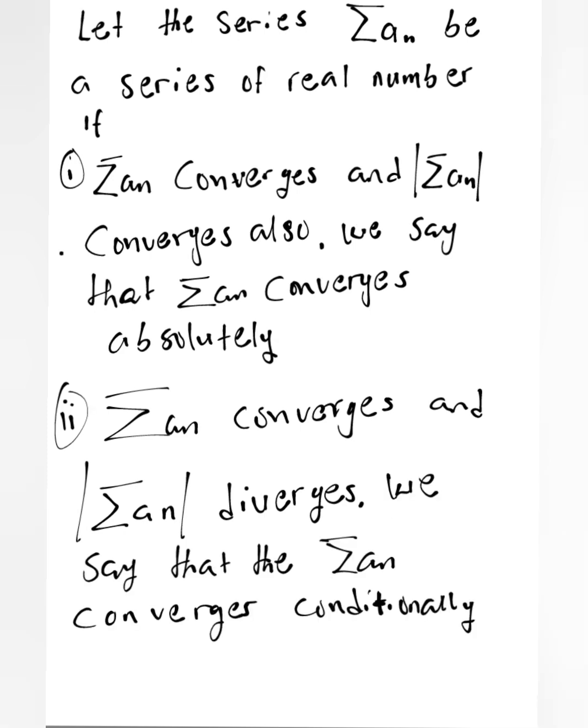For a series to converge absolutely, the first thing is that the series must converge. So if the series converges and the absolute value of that series also converges, then that series converges absolutely. But if a series converges and the absolute value of that series diverges, then that series converges conditionally. Now let's take some examples.